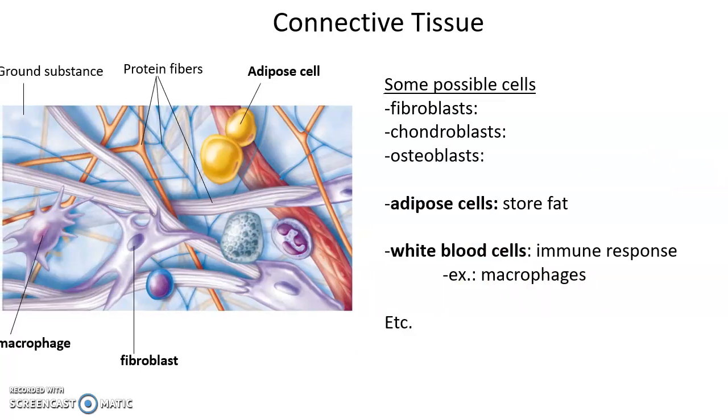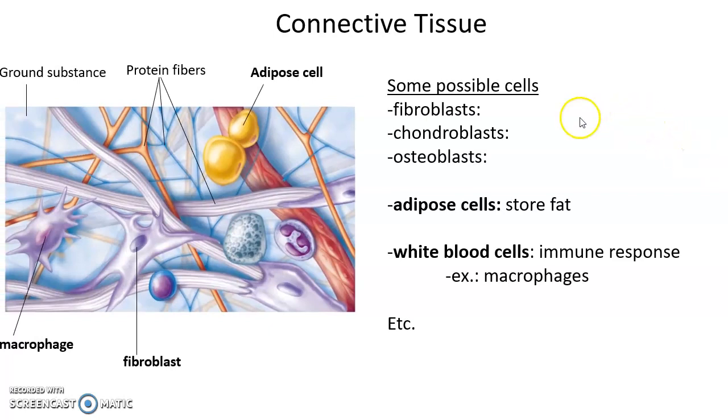Adipose tissue, which is a proper connective tissue, actually is made up of cells called adipose cells. Adipose cells store fats. And then, of course, blood cells. Blood has lots of different kinds of cells. It has the white blood cells for the immune response, red blood cells for carrying oxygen, platelets for blood clotting.